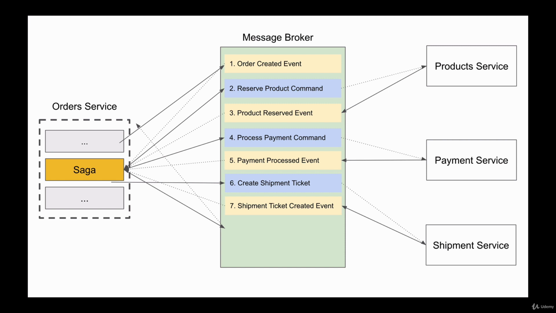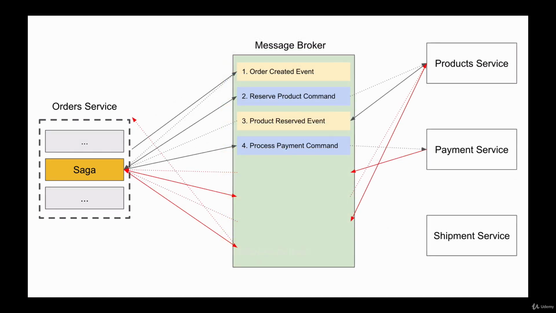Saga will consume the shipment ticket created event and will publish approve order command. And this time it will be a handler class in the orders microservice to consume this command and mark the order as approved in the orders database. And if order is successfully approved, an order approved event will be published. Now, this was a happy path. Let's see how an orchestration-based Saga works when an error takes place.